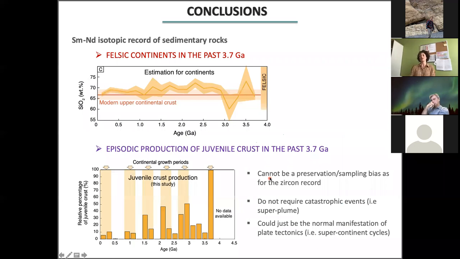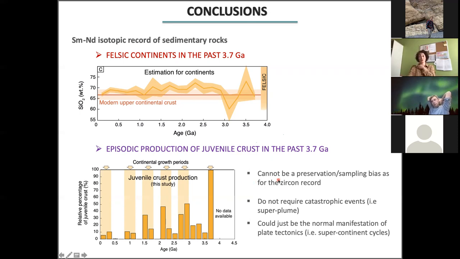Okay, and I think I'm done. So I wanted to conclude on this and just remind you of the main results, or what the Sm-Nd isotopic record of sedimentary rocks is telling us. So first, it seems that the crust has not changed in terms of silica content through time. We do not observe any significant variation in the Archean, and it's in fact very similar to modern continents, with an average composition that is above 60 weight percent silica. And it also supports the idea that the production of juvenile crust through time is episodic.